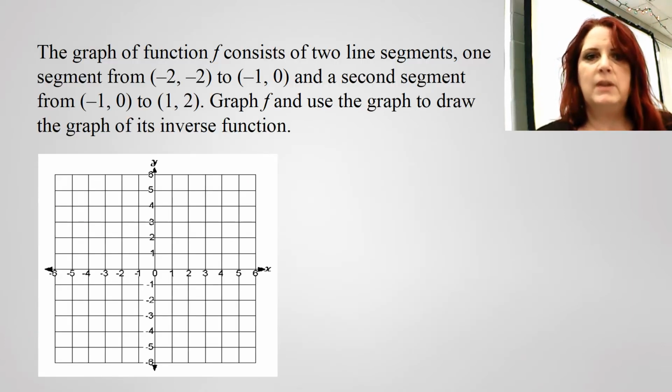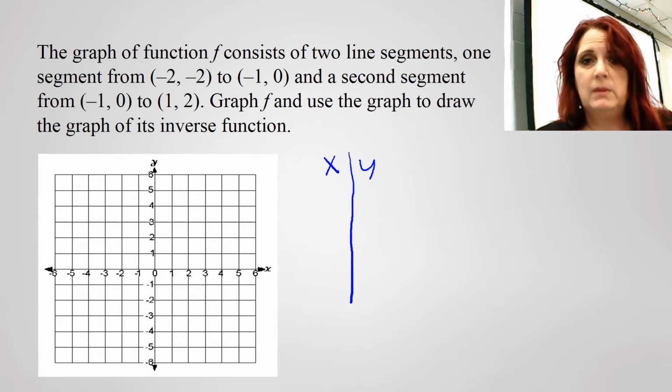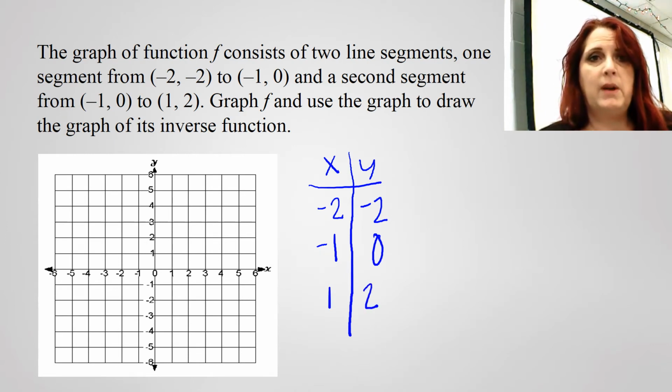So let's take a look at another function. The graph of the function has two line segments, and we're going to have a line segment from -2, -2 to -1, 0. I'm going to write this on a table here, and then a second segment from that same point to the point 1, 2. So if I graph that, it's going to look something like this.